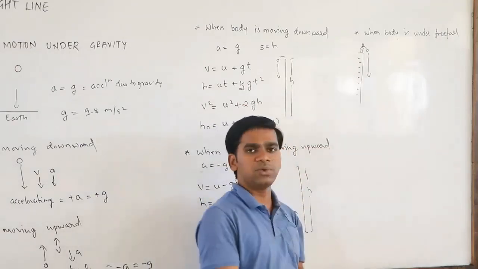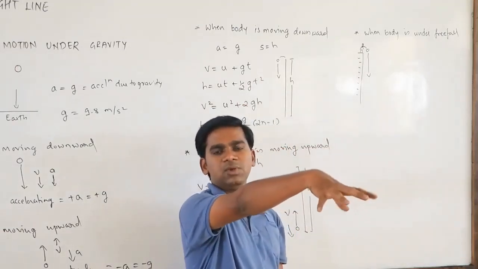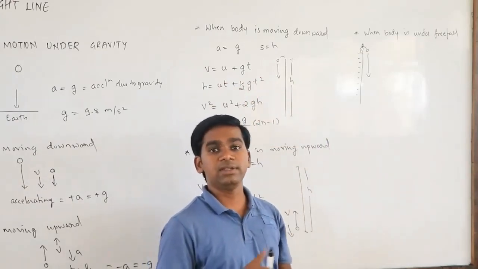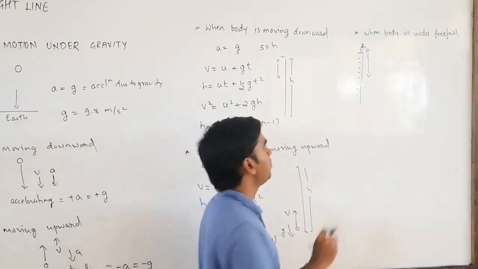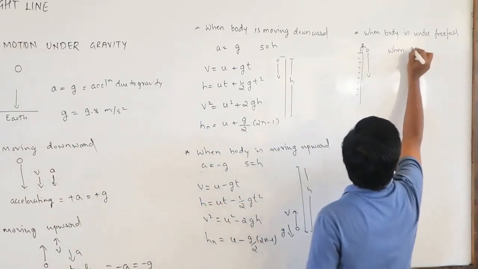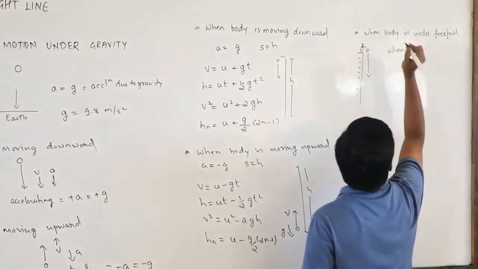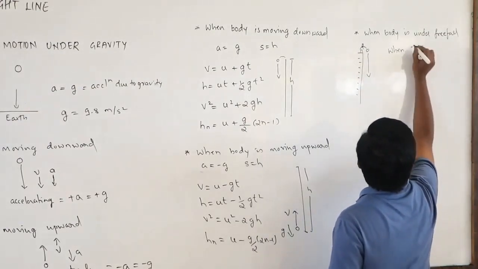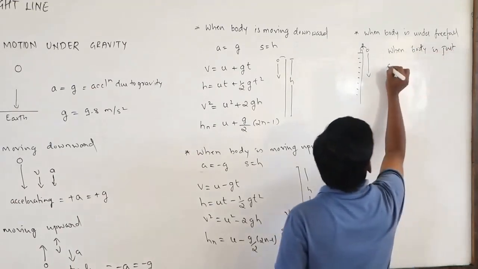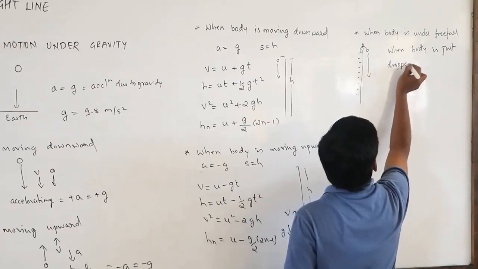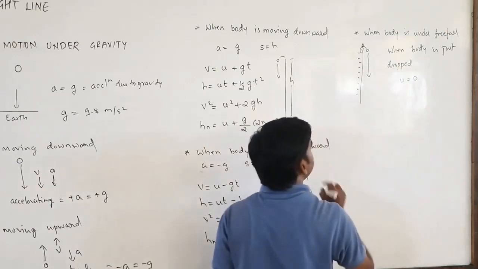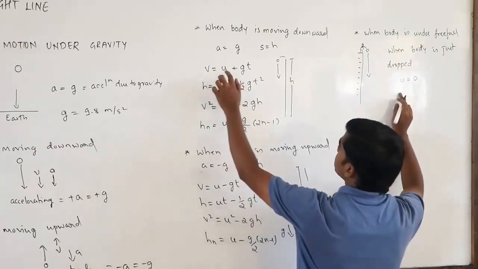But here you are not throwing it. You are just dropping it. You are dropping it means you are not applying any force. If you are not applying any force means what? It is not having any initial velocity. So u is going to be, when body is just dropped, 0. Initial velocity will be 0. So what you have to substitute? You have to substitute u 0 in all these cases.